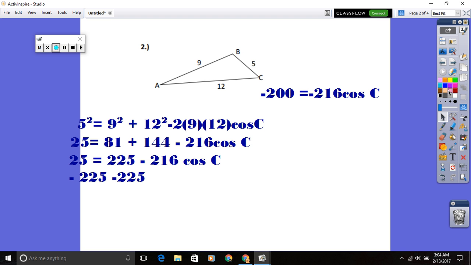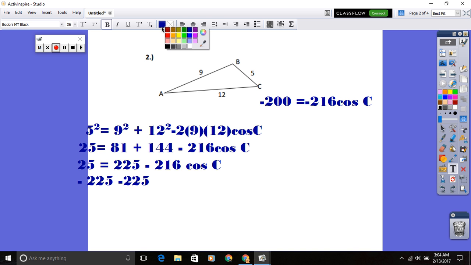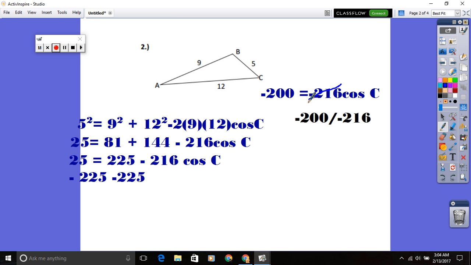Make some room. Let me change the color of my fonts. Okay, so I'm going to negative 200 divided by negative 216. So that cancels this. And I'm still left with the cosine of c.